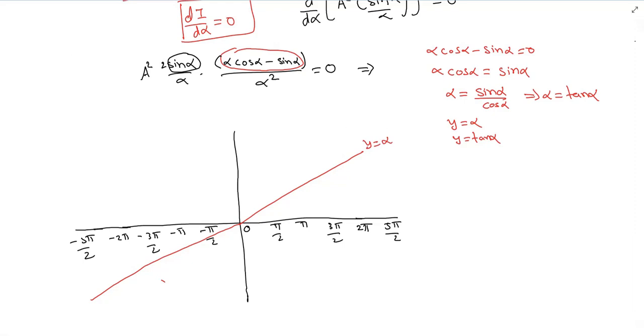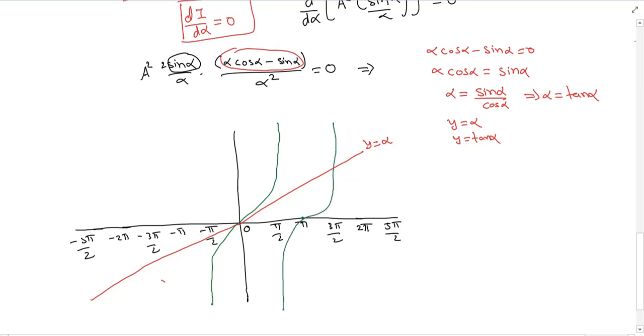And coming to the other one, y is equal to tan alpha. The tan alpha value is 0 at 0, and it is going to approach infinity at pi by 2. Similarly at minus pi by 2. Again at pi it is going to 0. At minus 3 pi by 2 it is going to approach infinity. Again at 2 pi it is equal to 0. So the same thing you can adapt on the other side also.